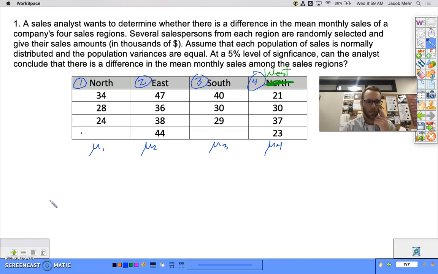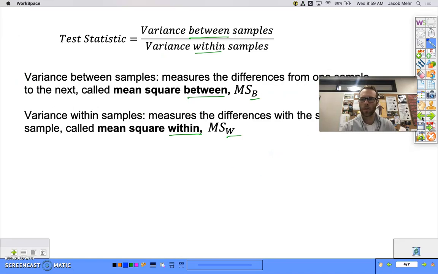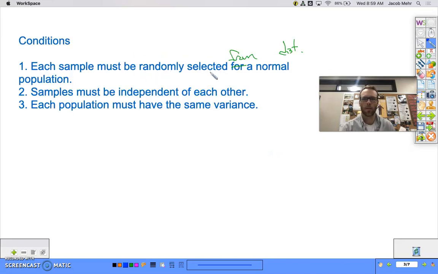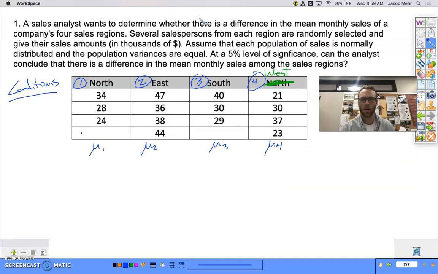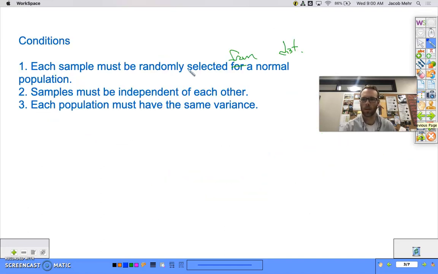Now, before we get any further, let's make sure that we meet our conditions. So let's go back to our conditions page here. Each sample must be randomly selected from a normally distributed population. When we look at this, several salespersons are randomly selected, and each population is normally distributed. So we've got the random, we've got the populations are normally distributed. So those two parts of number 1 here for the conditions are met.